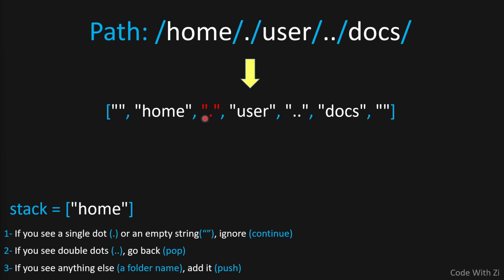Well, this is a single dot, so we're just going to ignore it. Then we're going to move on to the next one. We're going to have user. We're going to be like, is this a single dot or an empty string? Not really. Is this double dots? Not really. So we're going to be like, all right, anything else, add it to our stack, like so.